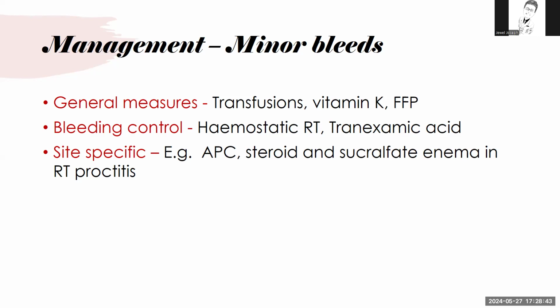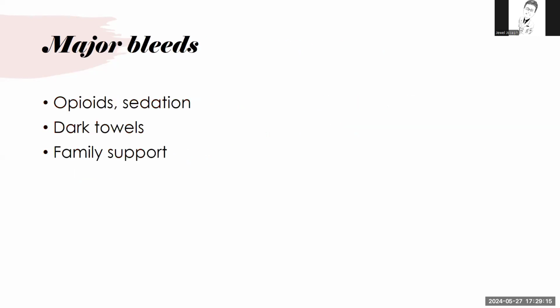Argon plasma coagulation is typically used for radiation-induced proctitis or radiation colitis. The issue with radiation proctitis is that there will be a lot of new blood vessels and telangiectasias, which can be cauterized by argon plasma coagulation. Steroids and sucralfate enemas are also given in radiation proctitis. So management would be site specific, aiming at bleeding control along with the general measures. Next slide, please.